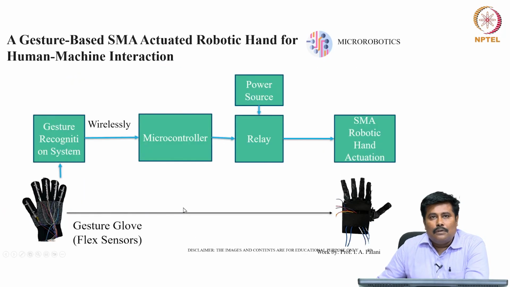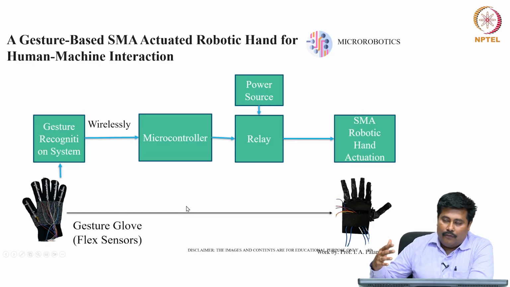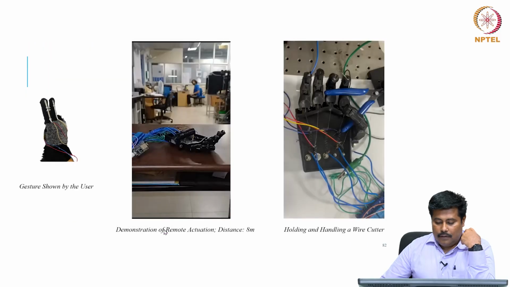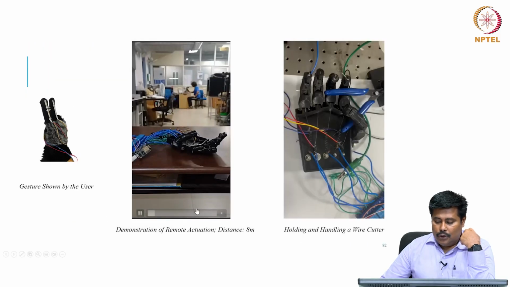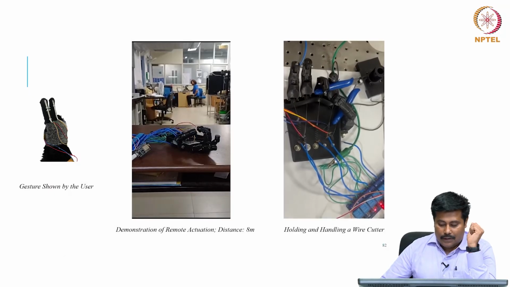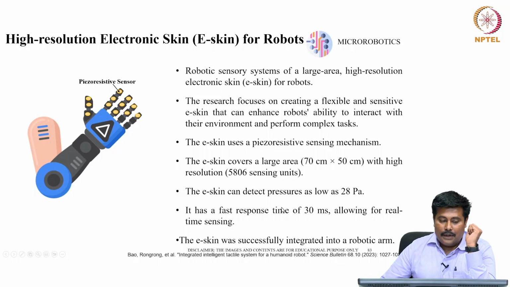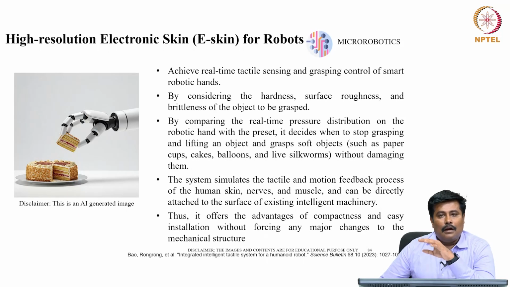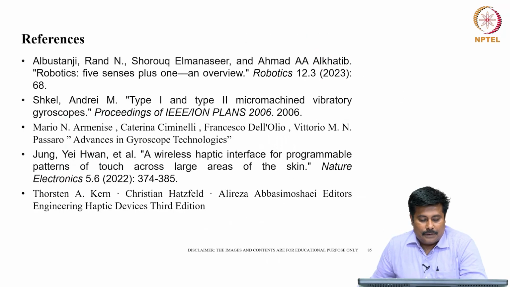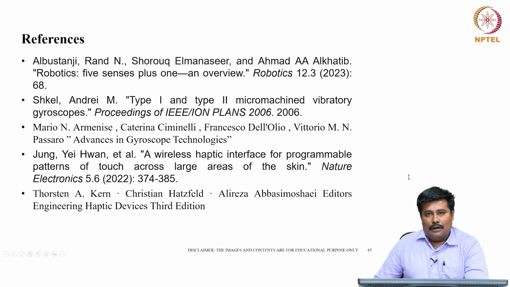A gesture-controlled robotic system for controlling the robot even at a remote location. This is a demo which was shown to demonstrate how the gesture control works, even at an 8-meter distance, and how it is being controlled and monitored. High resolution electronic skin for micro robots, and how these high resolution skins are employed for robotic applications. These are the references which have been used for this particular lecture.